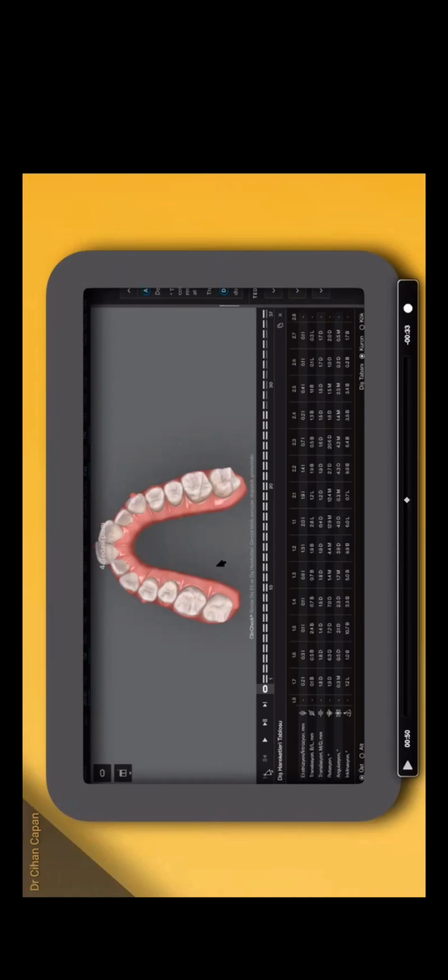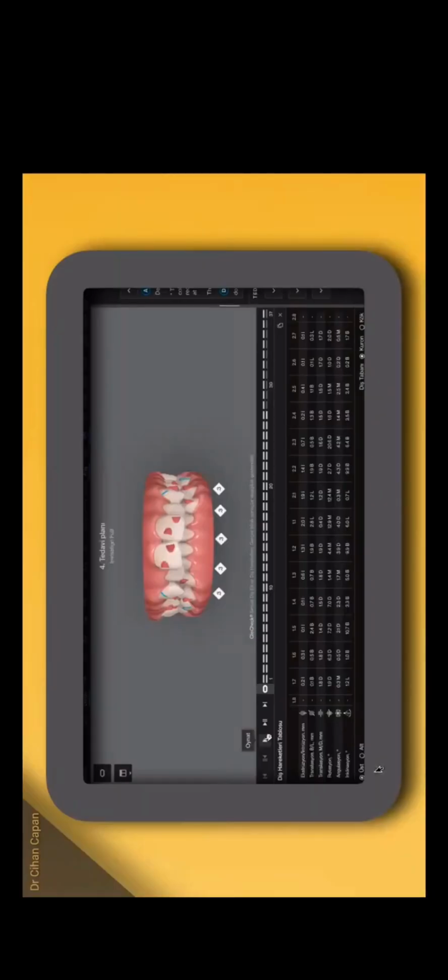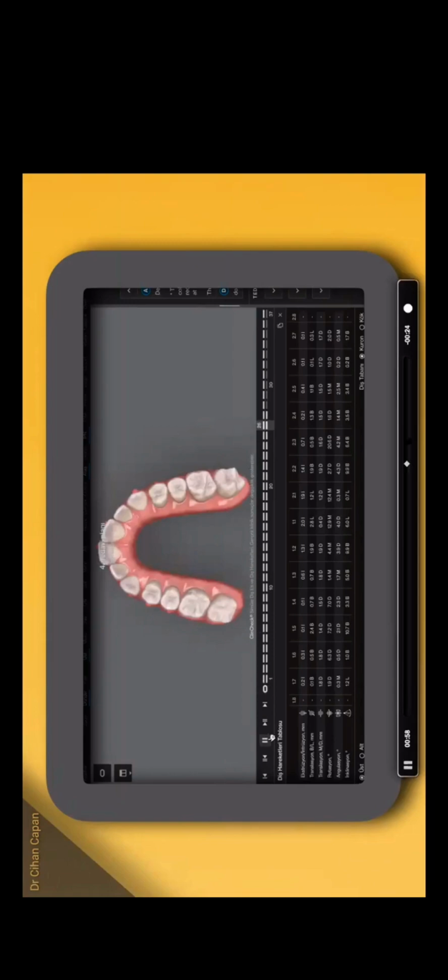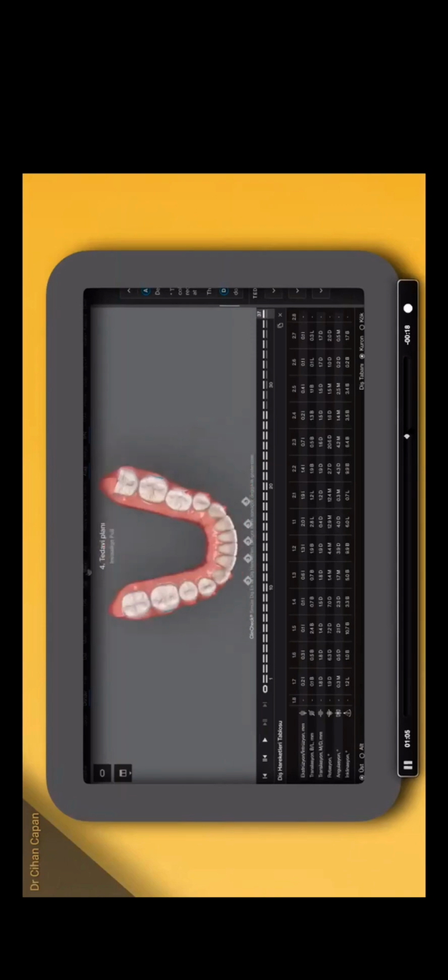So let's continue. Sorry. Let's go back. Yes. On the lower, I did a little bit of IPR because I want to control the proclination of the lower incisors. And we have rotations. We will put attachments, and we just procline and expand the lower. And as you see, we didn't give any force to 3.5, so there is no movement.